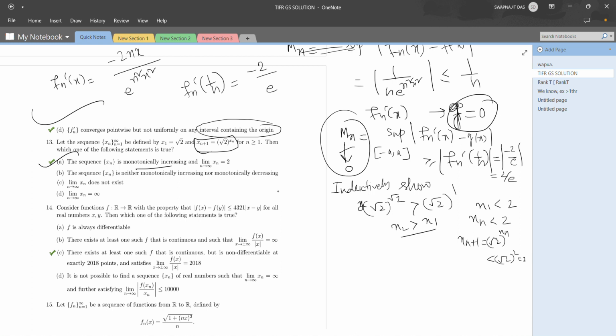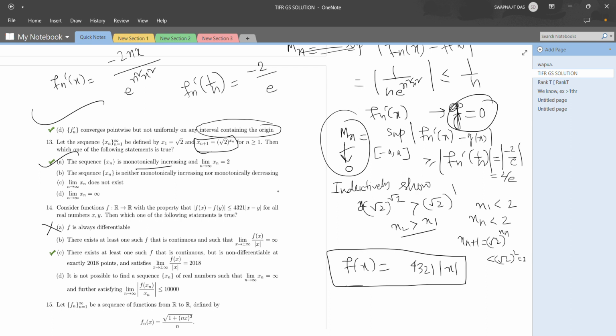Okay, come to problem number 14. So take first C, this is 4 3 2 1. So you can just easily take this function mod x. Clearly this satisfies this condition, but this is not differentiable, so the first option is clearly wrong.